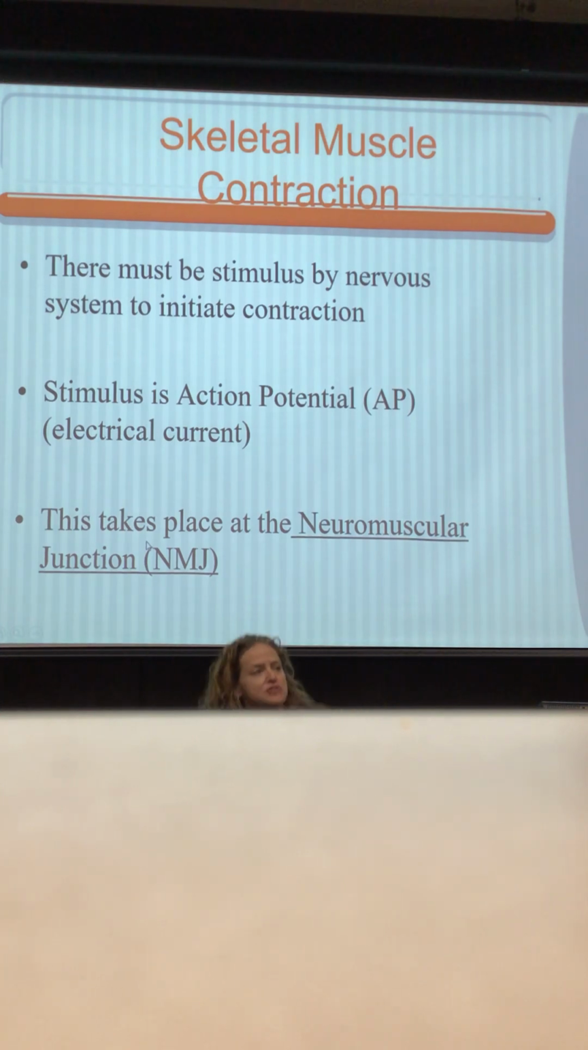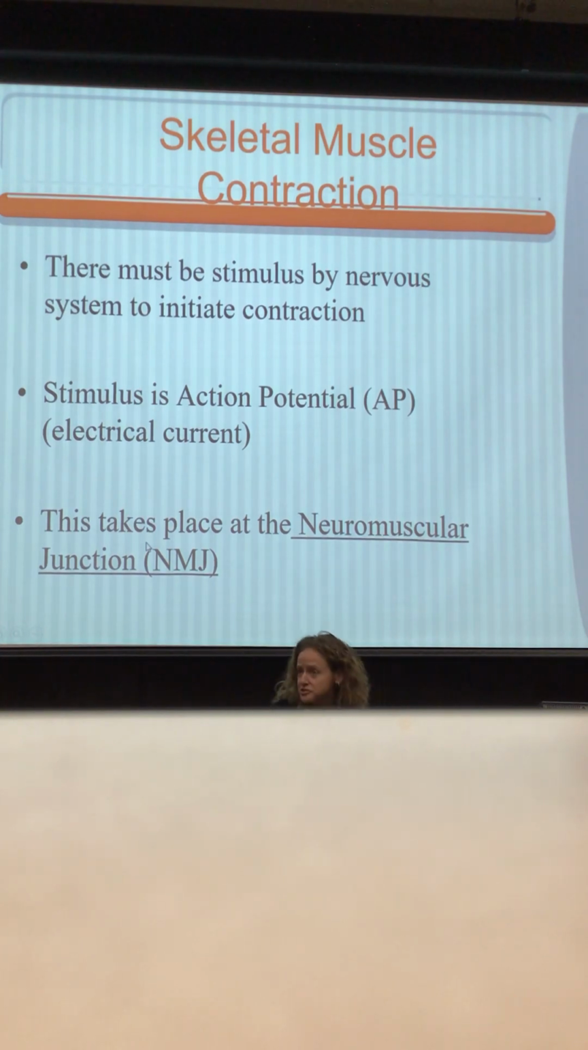The very first thing, before we even get down to the structure of the muscle, the very first thing that has to happen for muscle contraction, there has to be a nerve impulse that goes to the muscle to tell it to contract. And that's true for skeletal muscle, but also cardiac muscle. Just because cardiac muscle is involuntary doesn't mean that there's no nerve impulse.